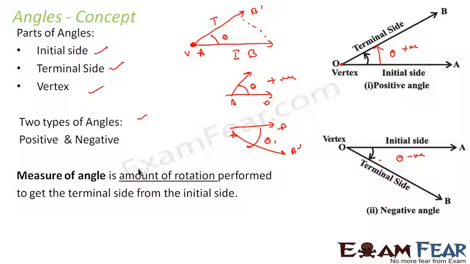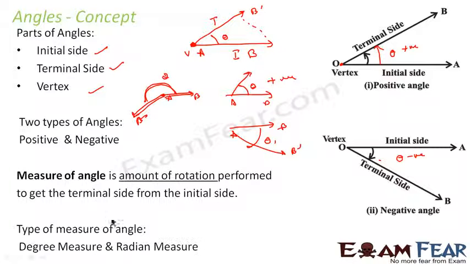Measure of an angle is nothing but the amount of rotation performed. We already discussed, measure of angle is nothing but the amount of rotation performed. For example, if this is the line, we rotated this much. This was the line AB. We rotated this about point A this much. So this becomes again B dash. So this is theta. So theta is nothing but the amount of rotation performed from initial side to get the terminal side. This is what measure of angle is. And there are two types of measure of angle. One is the degree measure and the other is the radian measure. We'll discuss it in the next slide.